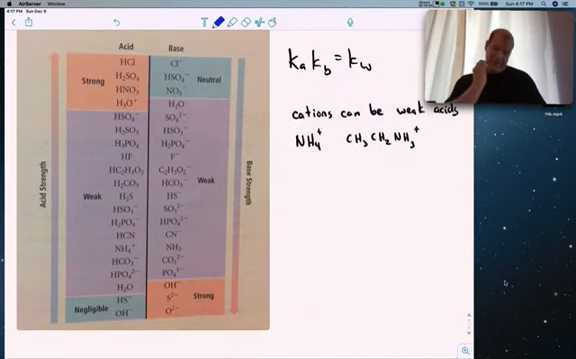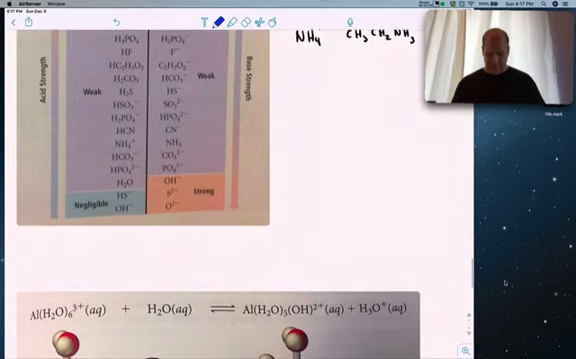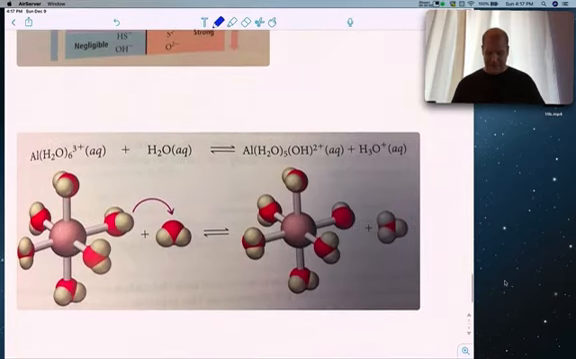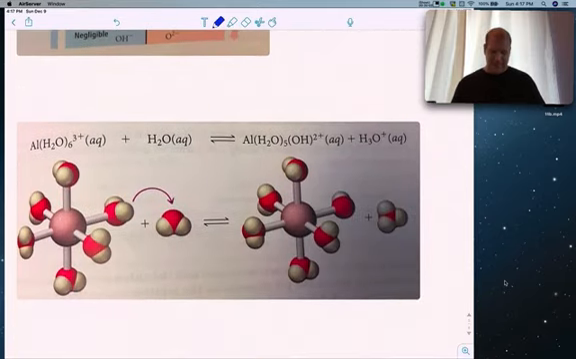Also, because the relationship Ka times Kb is Kw, the stronger the acid, the weaker the conjugate base, and the stronger the base, the weaker the conjugate acid. And some cations can also be weak acids. So aluminum, for instance, aluminum plus 3, is going to react with water. It's going to form a 6 water complex like this.